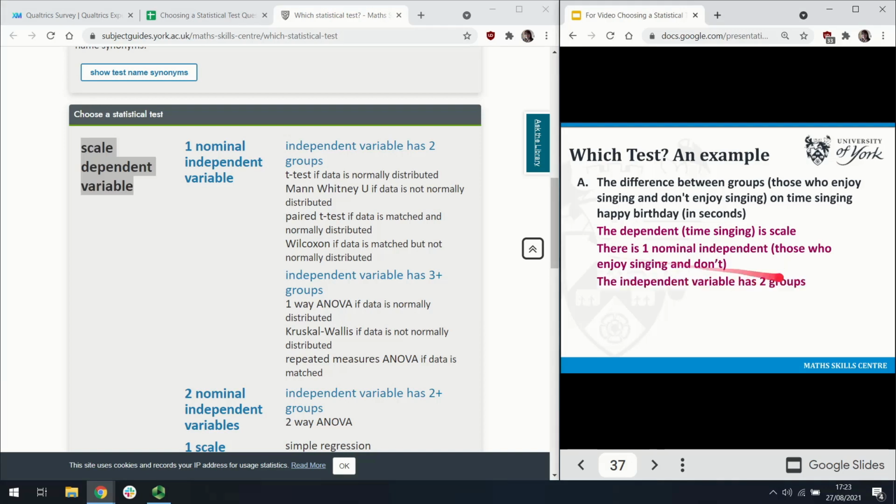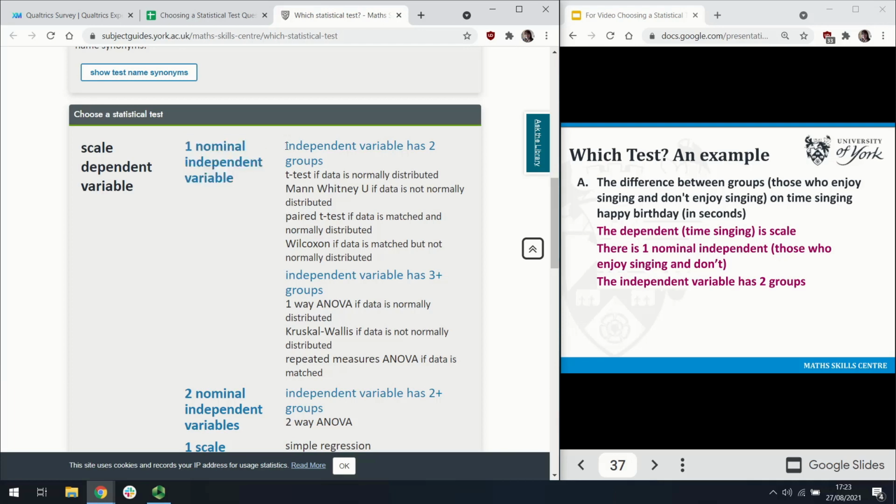Then what I've got to consider is the independent variable: what type of data it is and how many independent variables I've got. So my independent variable here is those who enjoy singing and don't enjoy singing. So it's nominal and I've only got one of them. So I can go here, one nominal independent variable.